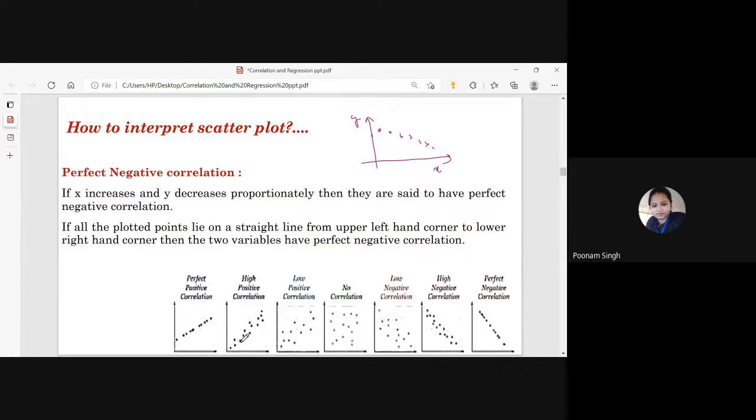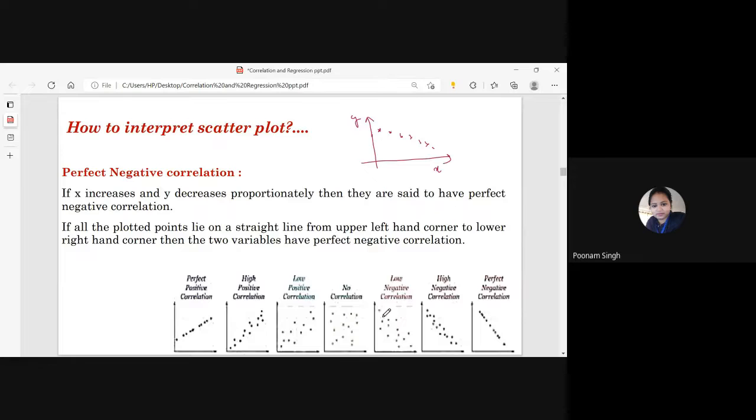High positive correlation: the closer the points are to the straight line, the higher the correlation. It means the points lie close to a straight line with y increasing as x increases. Whenever we talk about positive correlation, then y increases as x increases. Low positive correlation: points will be more scattered around the straight line, but the pattern will be around a straight line only, from lower left hand corner to the upper right hand corner. No correlation: points are scattered around.